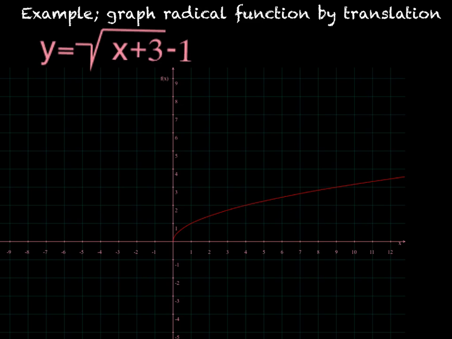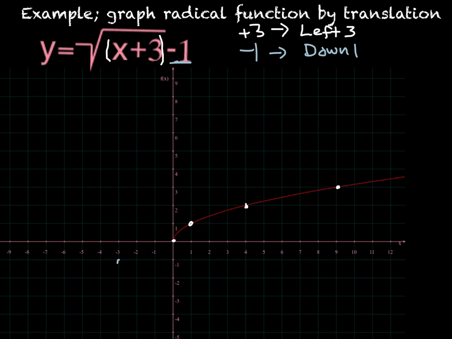In some cases, there might be more than just one thing happening. In this next one, y equals the square root of x plus 3 minus 1. The x plus 3 is under the square root, the minus 1 is not. So I'm going to start and just work left to right. So the plus 3 is going to mean that we go left 3 spaces. The minus 1 is going to mean that we go down, because it's on the outside, 1 space. So now I'm going to take my key points here, 0, 0, 1, 1, 4, 2, 9, 3, and I'm going to move left 3, down 1, left 3, down 1, and so on.